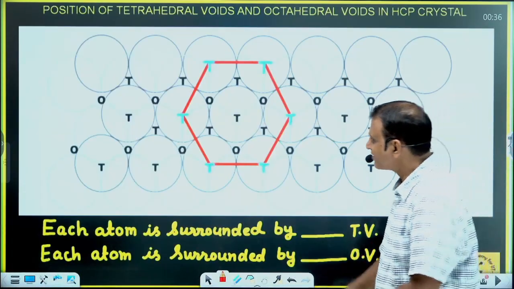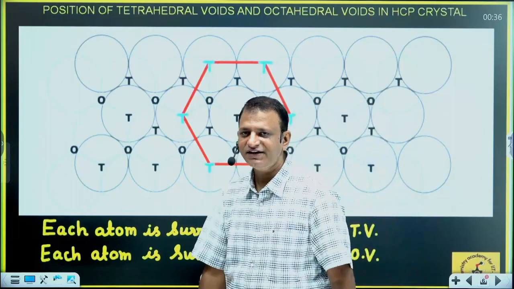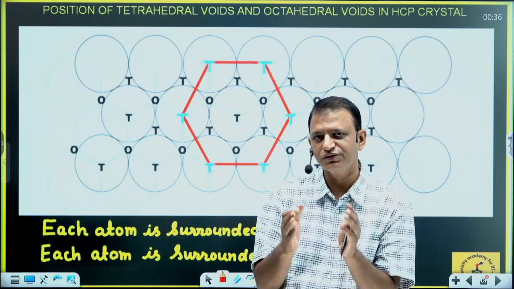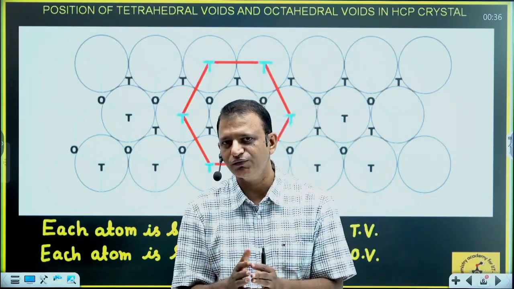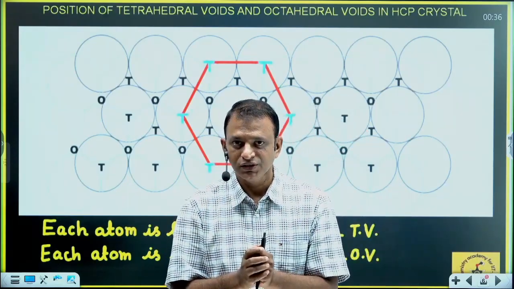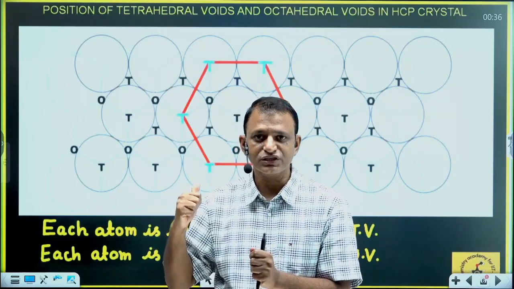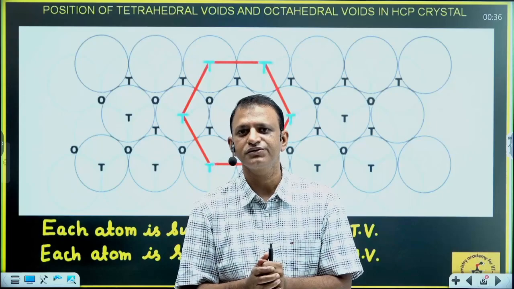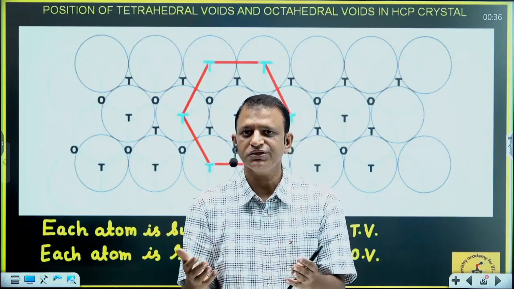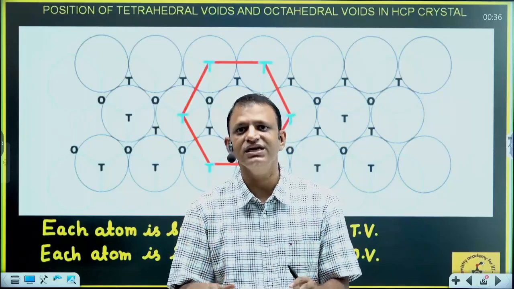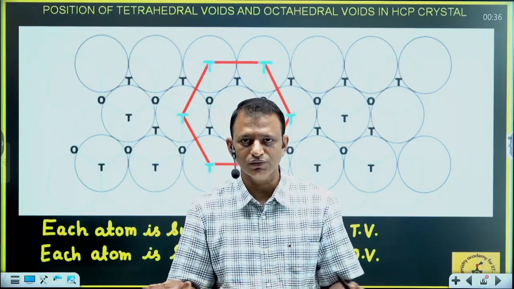So this diagram is taken from NCERT, right? And with the help of this diagram, we are able to explain the position of tetrahedral void and octahedral void in a hexagonal prism. So I'm going to discuss with the given diagram, which is taken from the NCERT book. The position of tetrahedral void and octahedral void is within the JEE Mains and JEE Advanced syllabus. It is not out of syllabus, right?